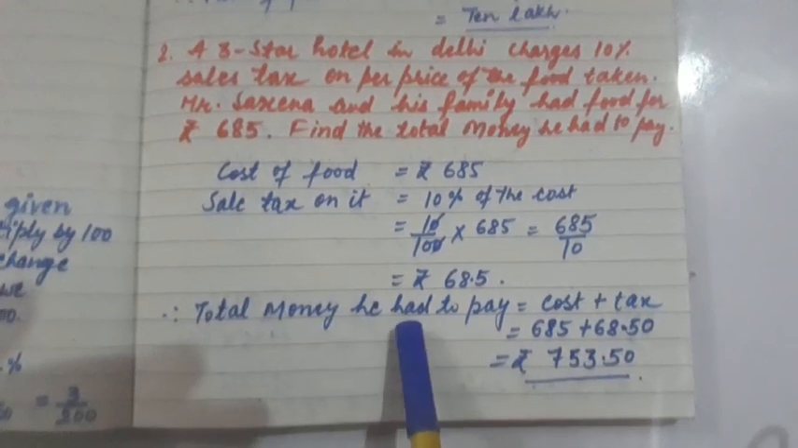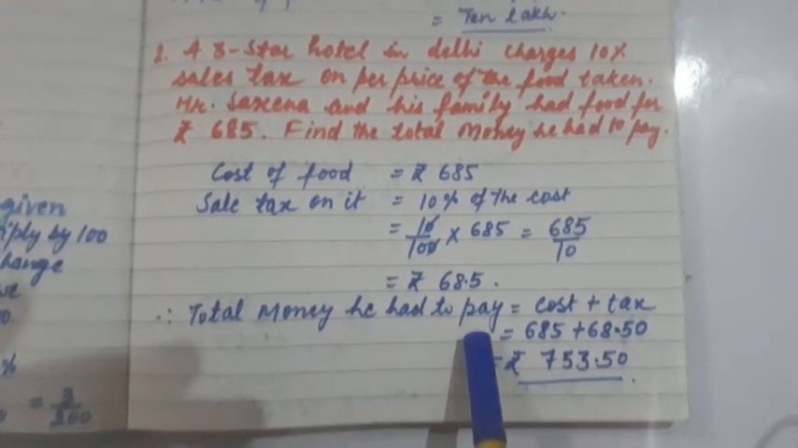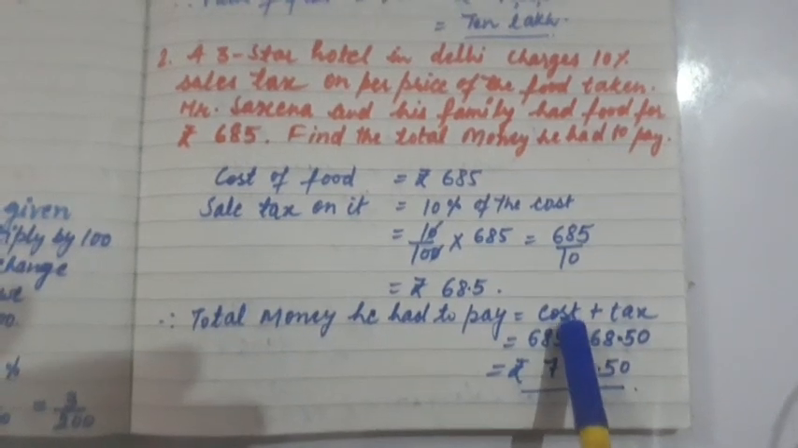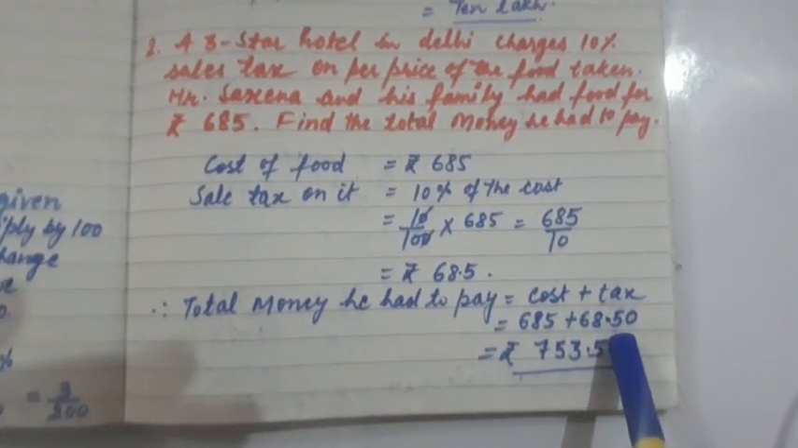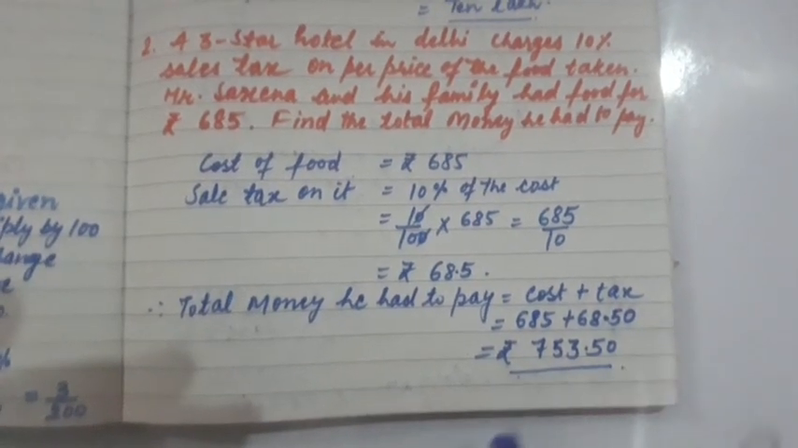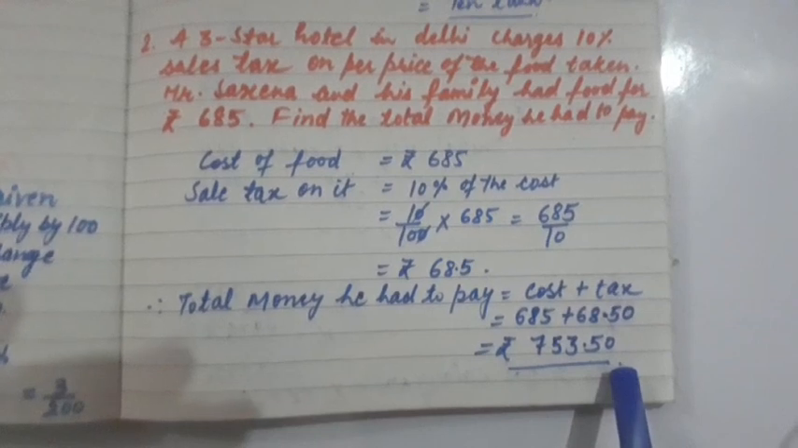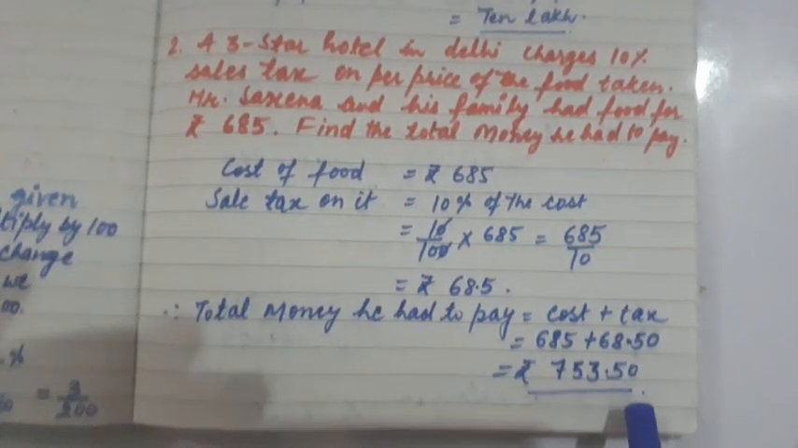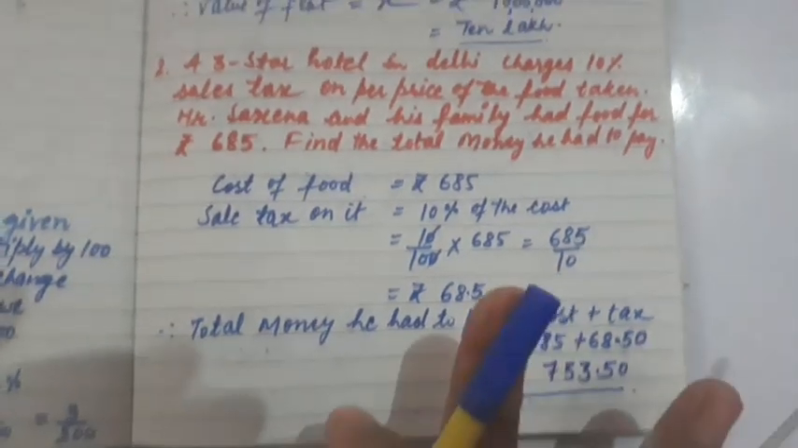It is the sales tax. Therefore the total money Mr. Saxena has to pay is the cost of food plus the tax on it. It is 685 plus 68.50, which is equal to 753.50. This is the amount he has to pay in that hotel for the food.